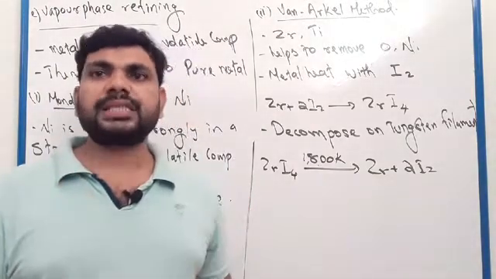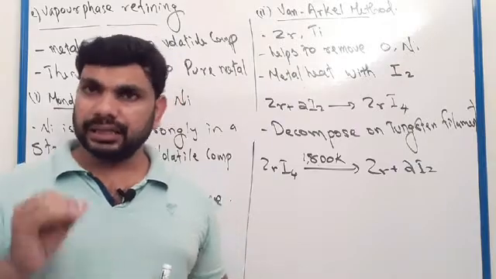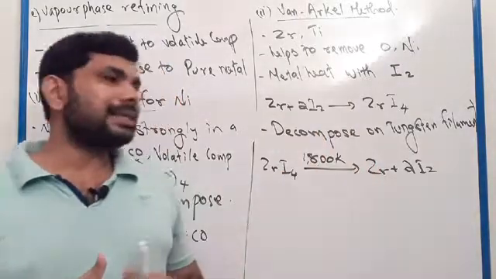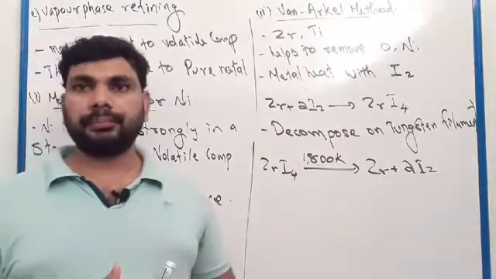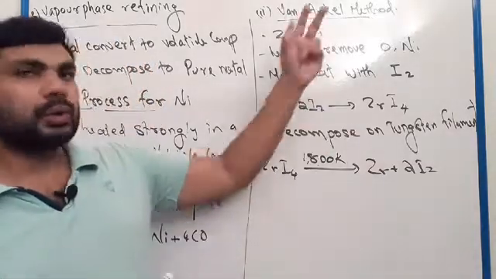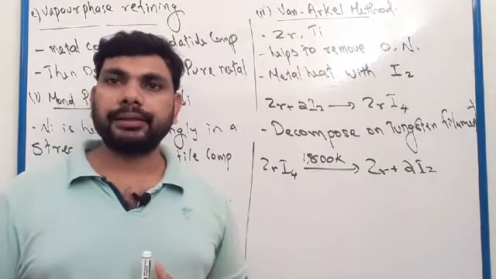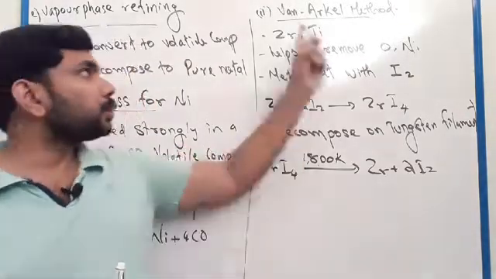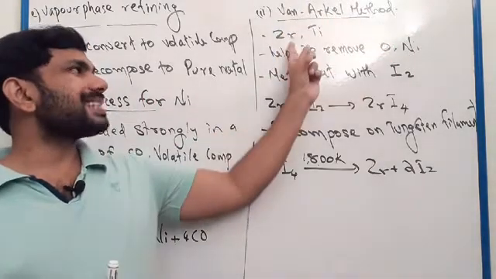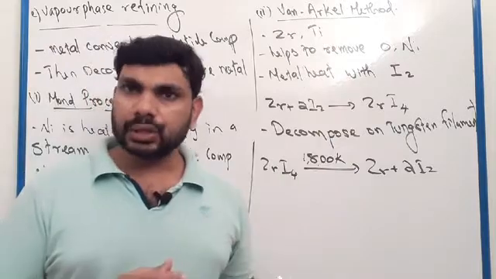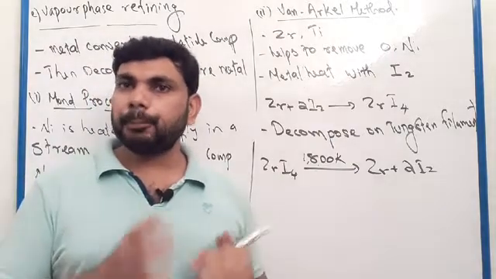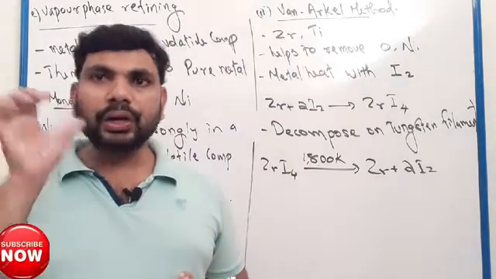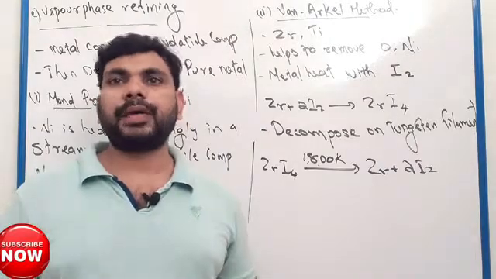Vapor phase refining involves two methods, the Mons process and the Van Arkel method. Now we can discuss the Van Arkel method. For the Van Arkel method there are two metals, and you can remember it like that: zirconium and titanium. Two methods, two names. Here also the impure metal will change to a compound, and this compound, after strong heating, will decompose to pure metal.